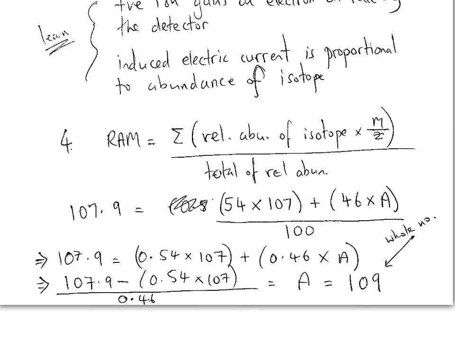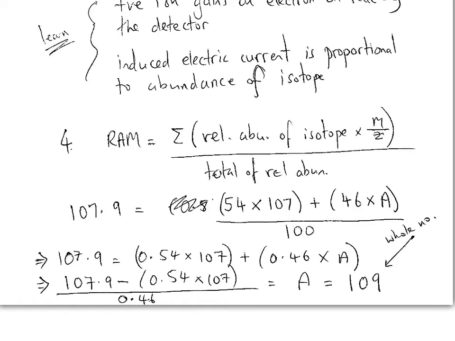And then in question 4, you are asked to work out the mass of the other silver isotope. So you are using the same equation as you've used before for RAM. However, you know the RAM here, you've got to work out the mass of the second isotope. So you construct an equation like this.